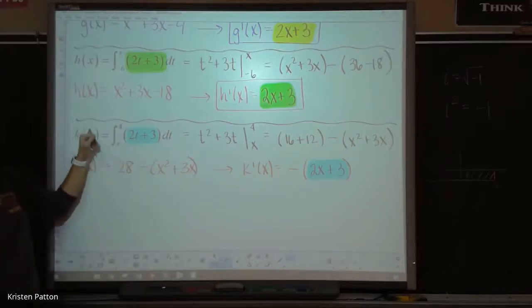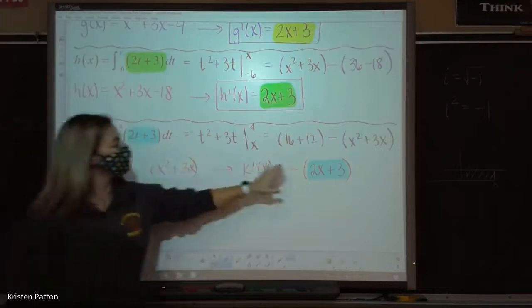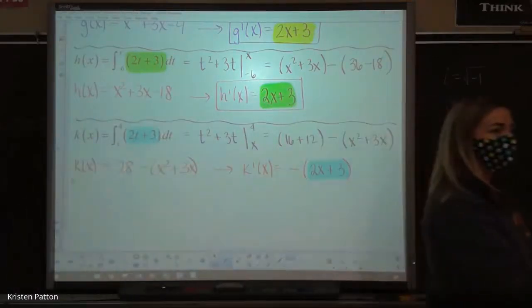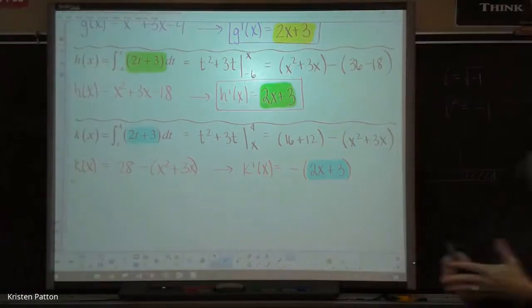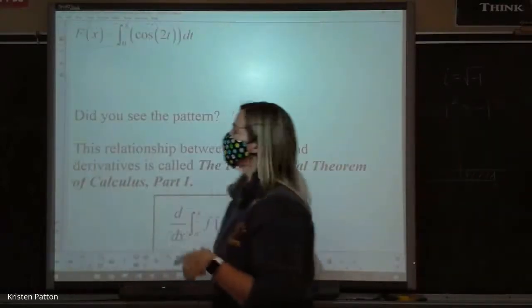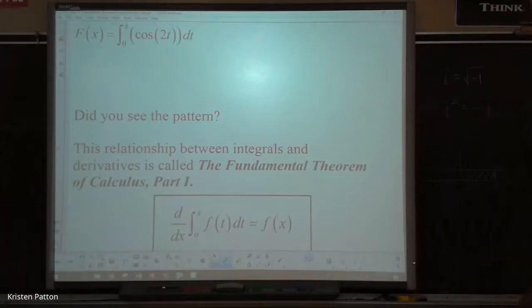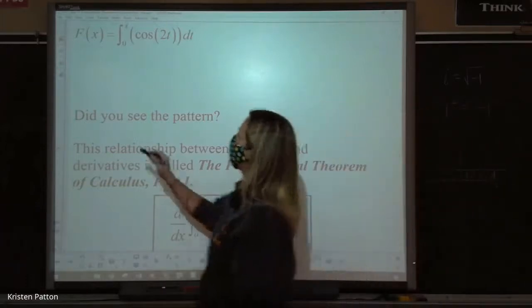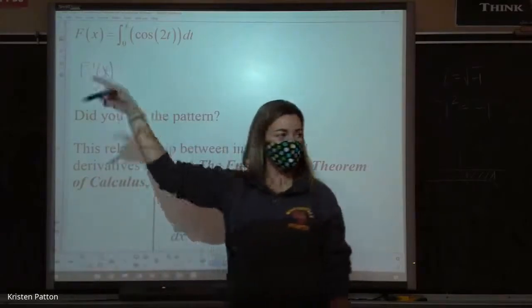When you are asked to take the derivative of an integral, the function doesn't change. The integral goes away because that's what said take the antiderivative. We're left with what's in the integrand, the function we were integrating. So let's take a guess. Let's not do this one the long way. Let's take a guess. I'm saying capital F of x equals the integral from 0 to x of cosine of 2t dt. And I would like us to find the derivative of this function.